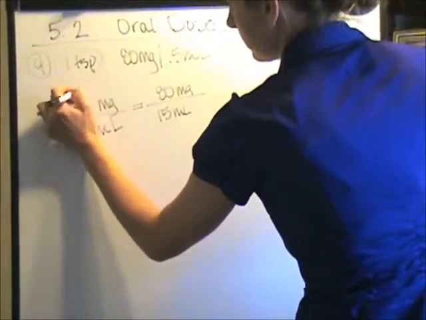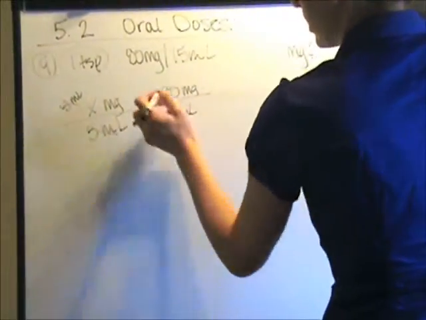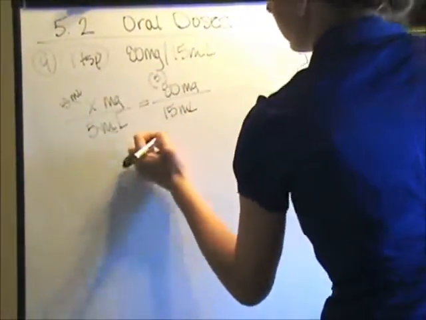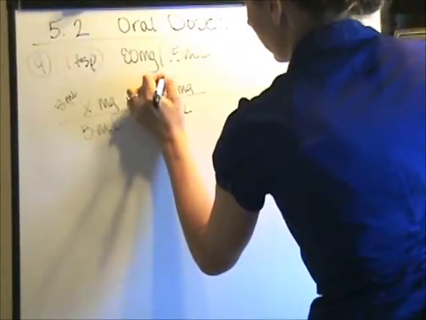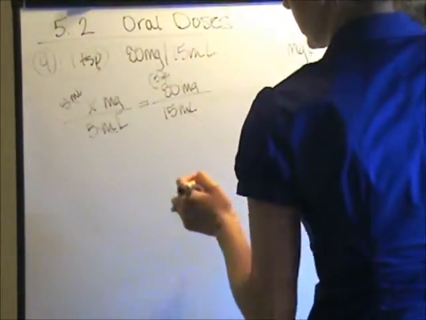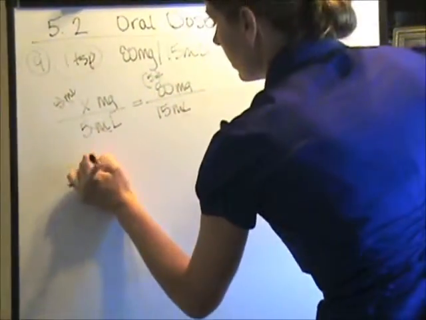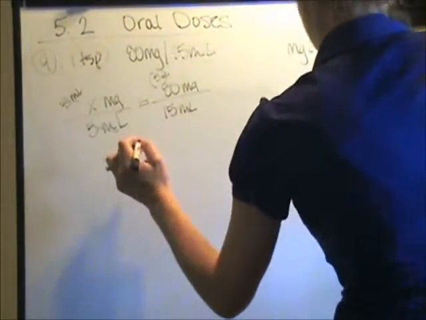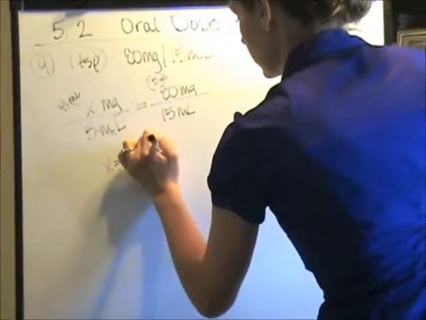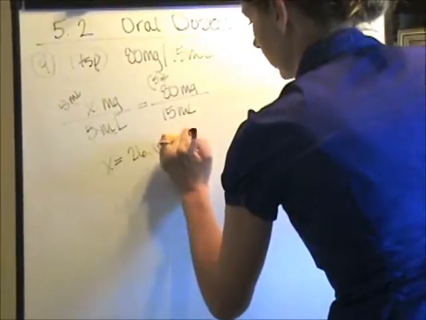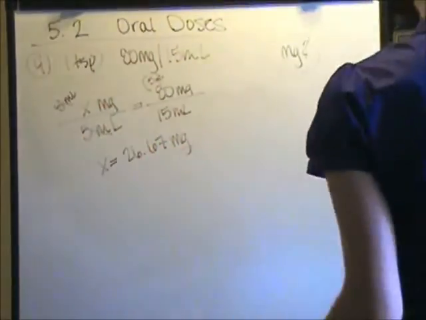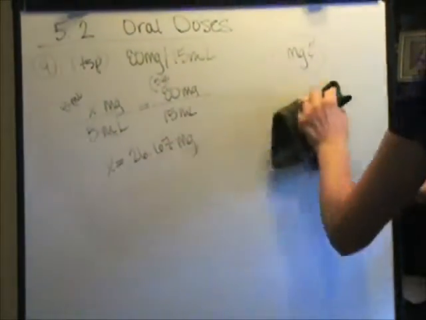5 on the top is going to cancel this out. And 5. The milliliters are going to cancel out. 80 times 5, X equals 26.67 milligrams. Don't forget to put your unit of measure on the end.